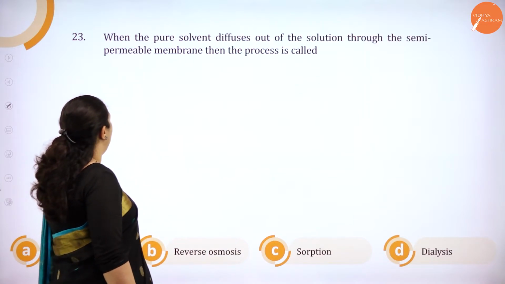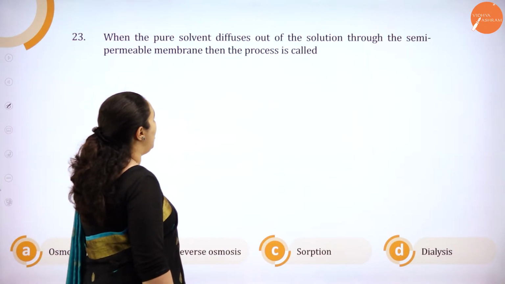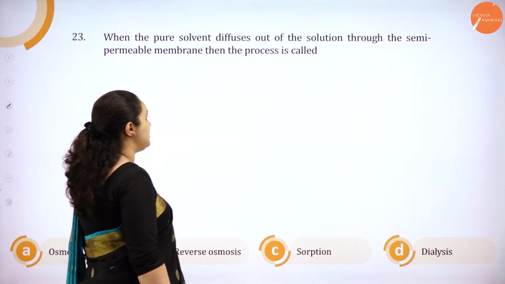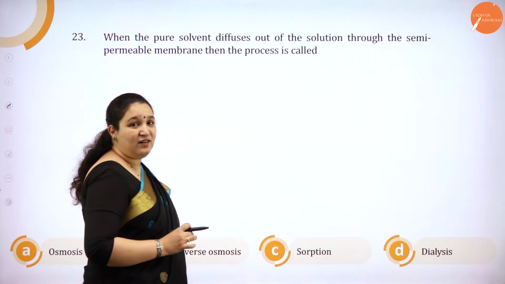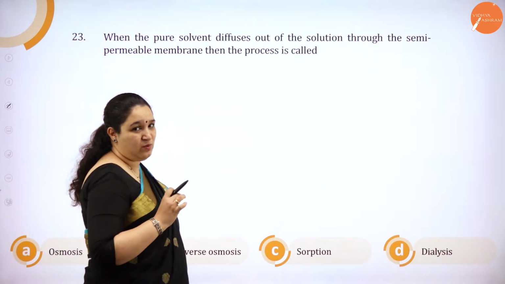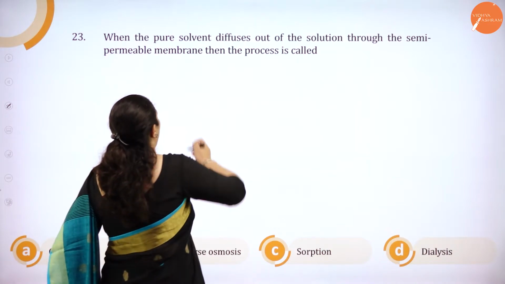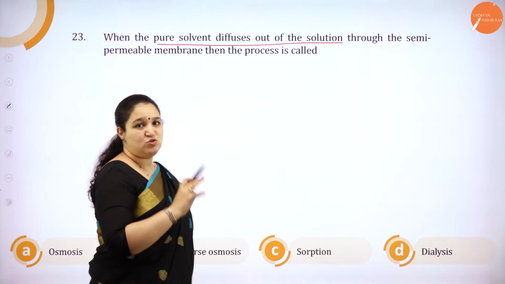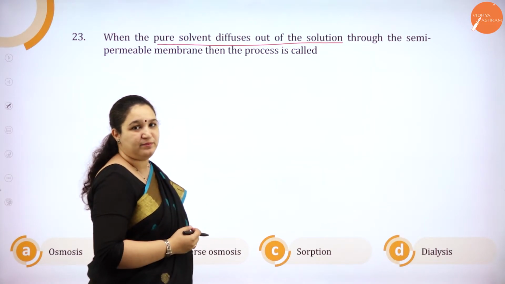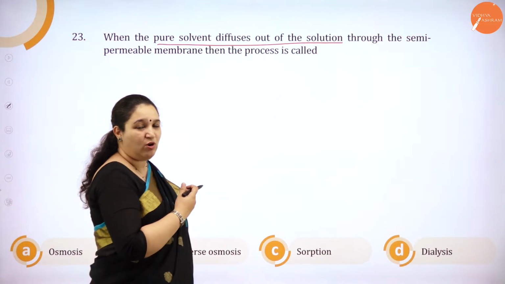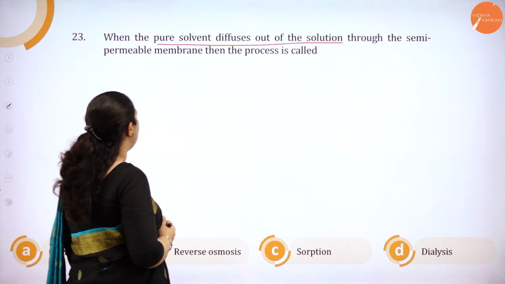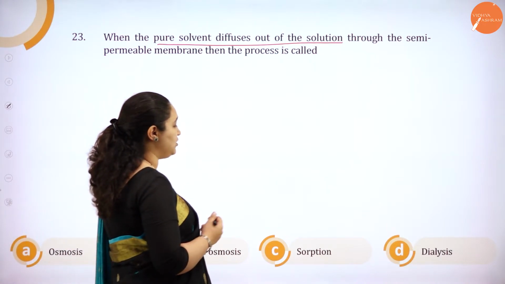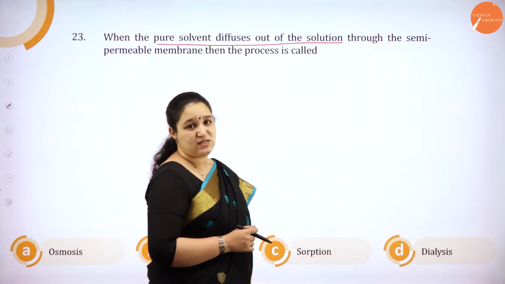Next one, when the pure solvent diffuses out of the solution through a semi-permeable membrane, then the process is called. Very clearly you have to understand the question here. Pure solvent is diffusing out of the solution. Okay, it's diffusing out of the solution through a semi-permeable membrane, then the process is osmosis, reverse osmosis, sorption or dialysis. Sorption or dialysis is ruled out.